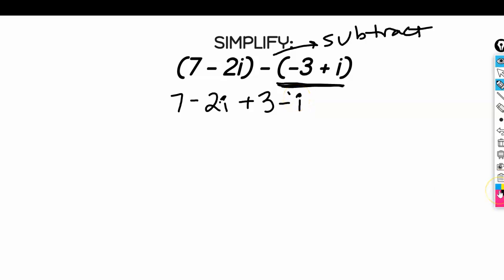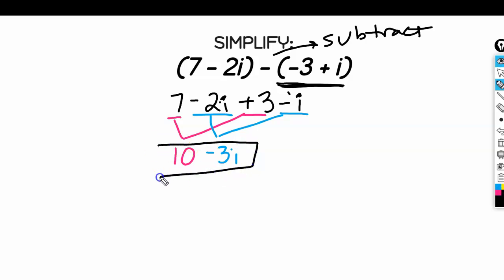Then from here, I can combine like terms. So 7 plus 3 gives me 10. Negative 2i minus i gives me negative 3i. Now, are 10 and negative 3i like terms? No, because 10 does not have an i, while negative 3i does, and so they don't combine, so that's just it. This is our answer. Woohoo! Again, Desmos will not help you.